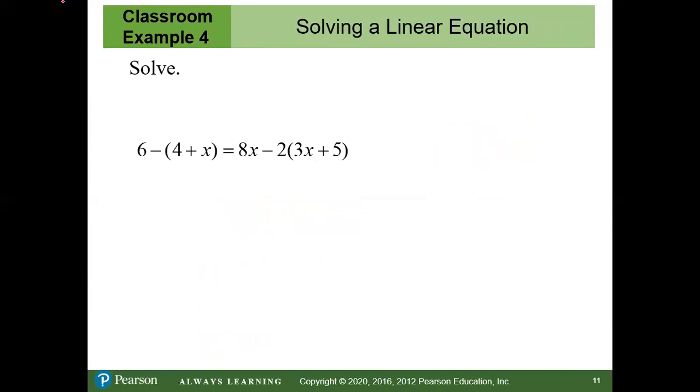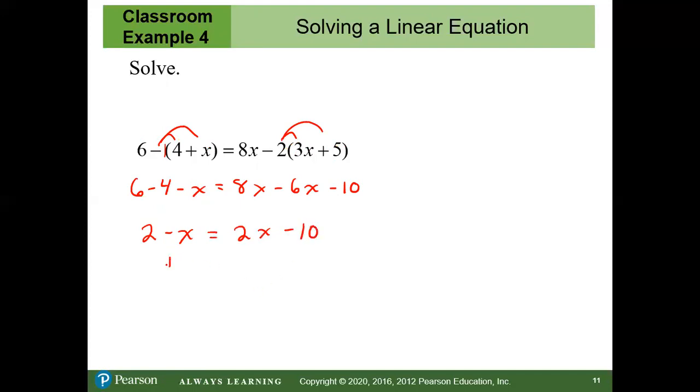All right, let's just continue. So let's go ahead and distribute. And we're going to actually distribute this one as well. We're going to use the distributive property a couple of times. So this is going to be 6 minus 4 minus x is equal to 8x minus 6x minus 10. So again, you're distributing here. You're distributing this -1 in there. And now we're into the phase of combining like terms. So that's going to be 2 minus x is equal to 2x minus 10. And I'm going to add x.